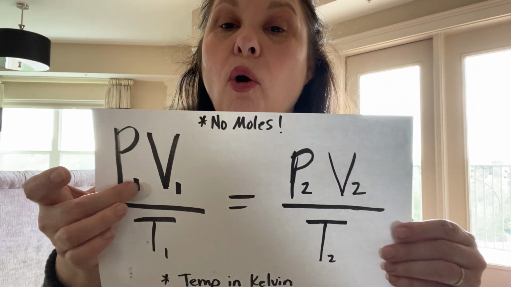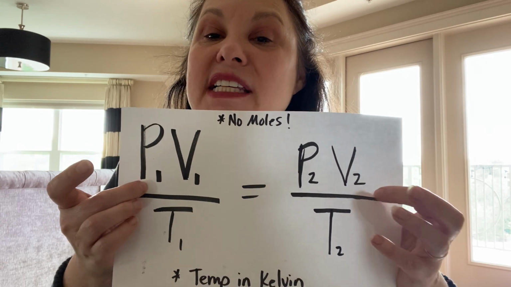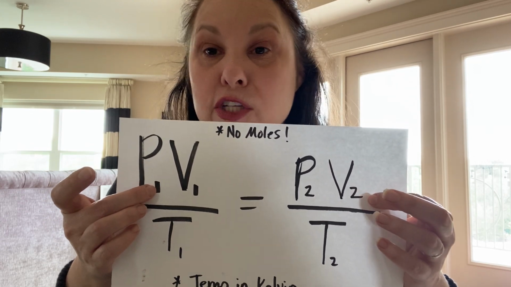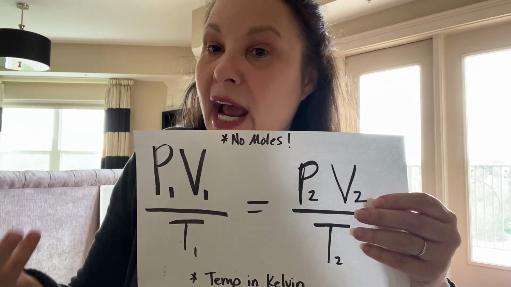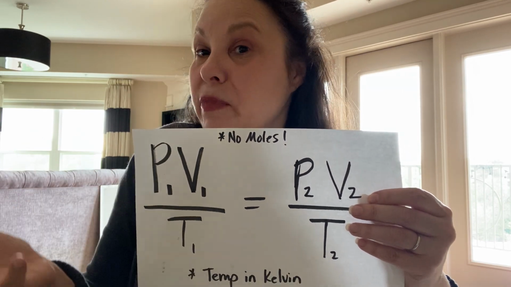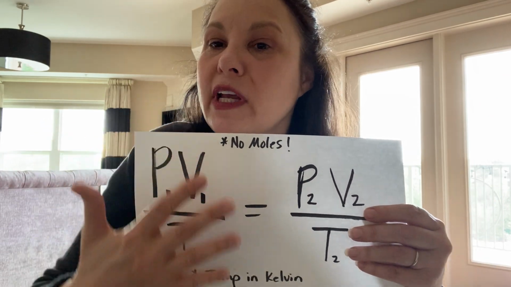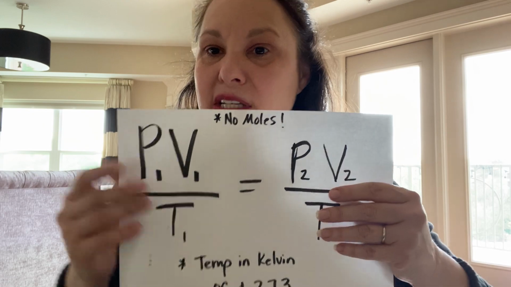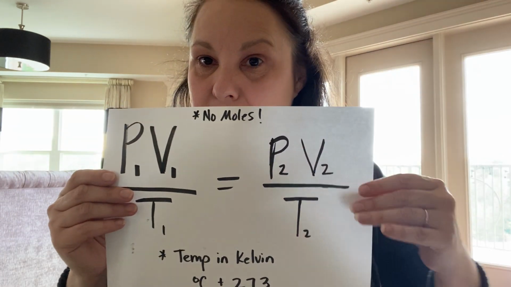You have what we call ones and twos. This is before and this is after. This is the initial and this is the final. So basically we have a gas that we put through a change. It started out having a pressure of whatever, and we did something to that gas. What is its new pressure? So these are the beginning values. These are the ending values. This is the initials. These are the finals.